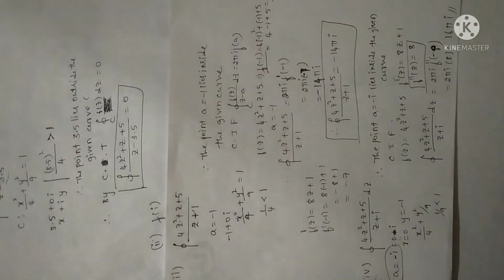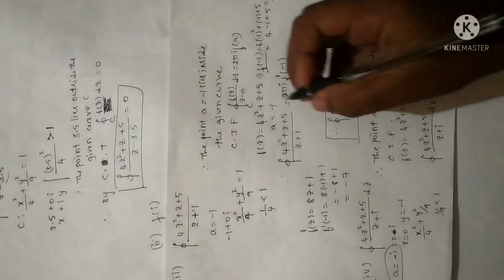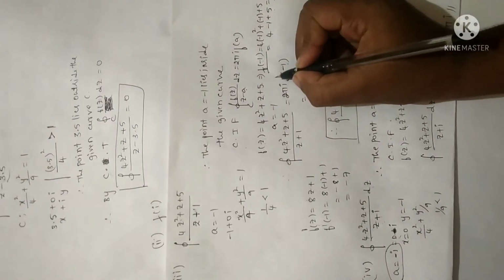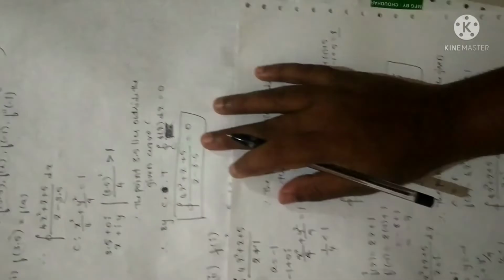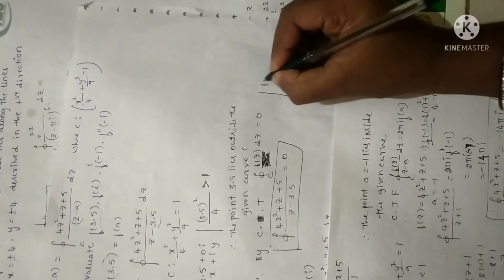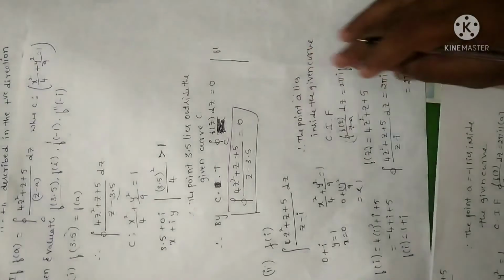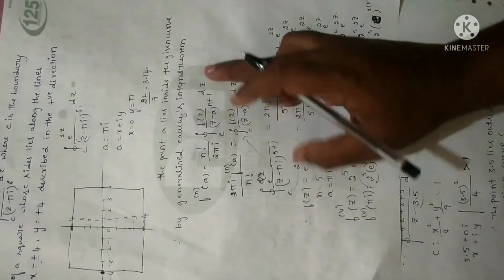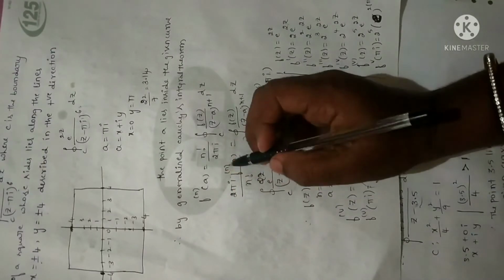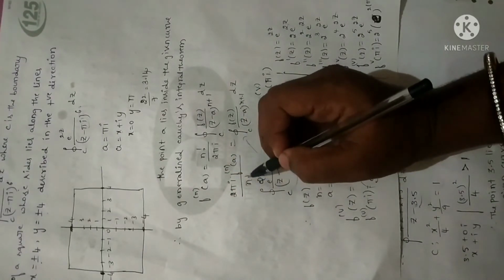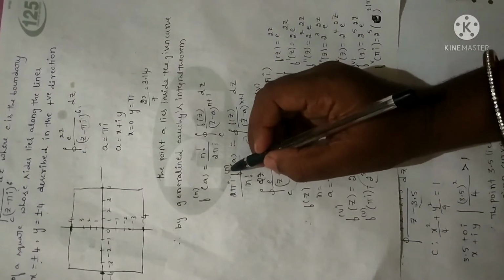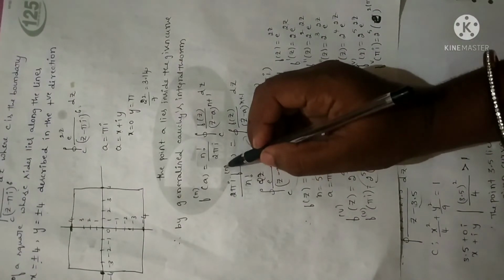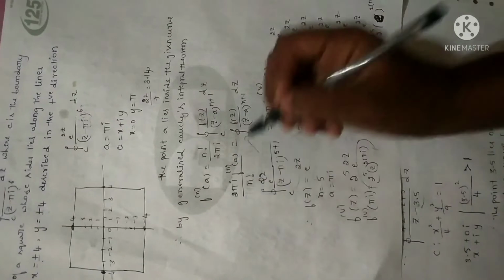Clear? One more thing you have to remember: since they have asked for a derivative, in Cauchy's generalized form, f power n of a is equal to n factorial by 2πi into the integral of f of z by (z minus a) power n plus 1 dz. For the first order derivative, n is equal to 1, so you divide by 1 factorial. When you solve for the second order derivative, you put n is equal to 2, so you have to divide by 2 factorial.